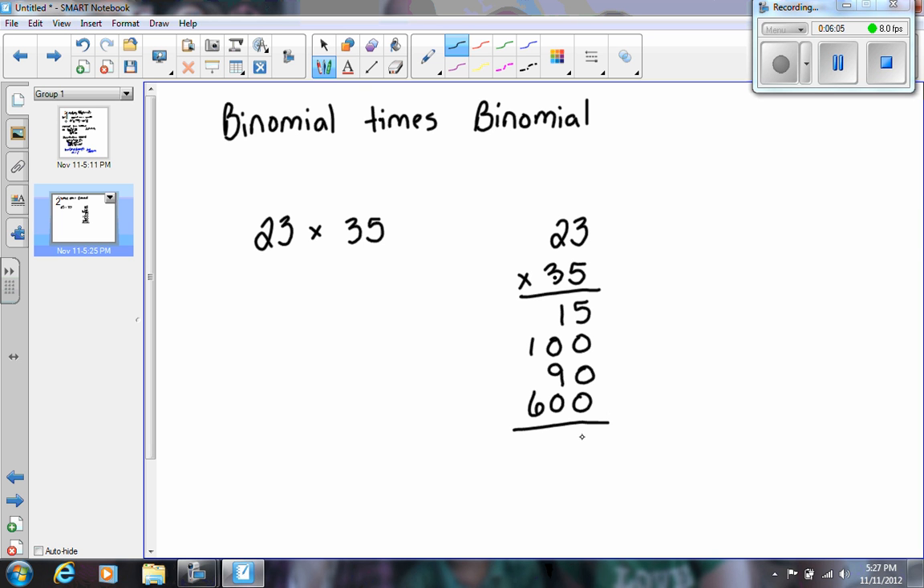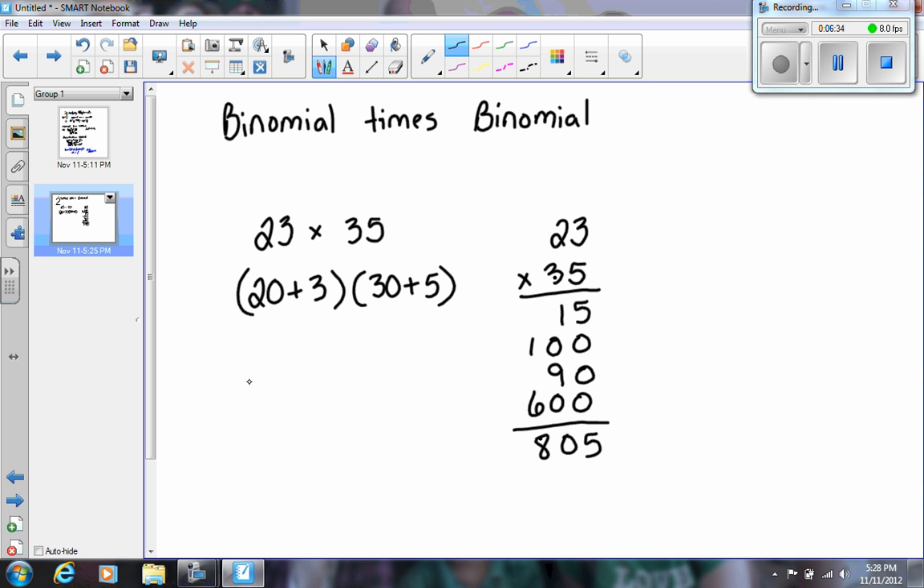And if I add those all together, I get 805. And that's the answer when you multiply this out. Now we have little shortcuts when we do that, but that's the idea. So I want you to think about this as 20 plus 3 times 30 plus 5. So really, it's a binomial, 2 terms, times a binomial.